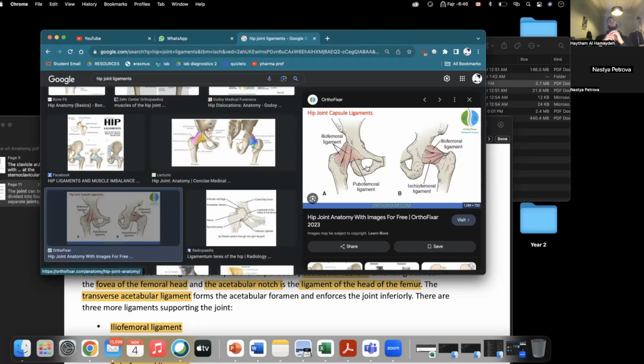And we want to know the ligaments now. There are 4 I mentioned. Ligament of the head of the femur, pubofemoral ligament, ischiofemoral ligament, and iliofemoral ligament. One more thing. What extends out of the acetabulum to expand its surface area?